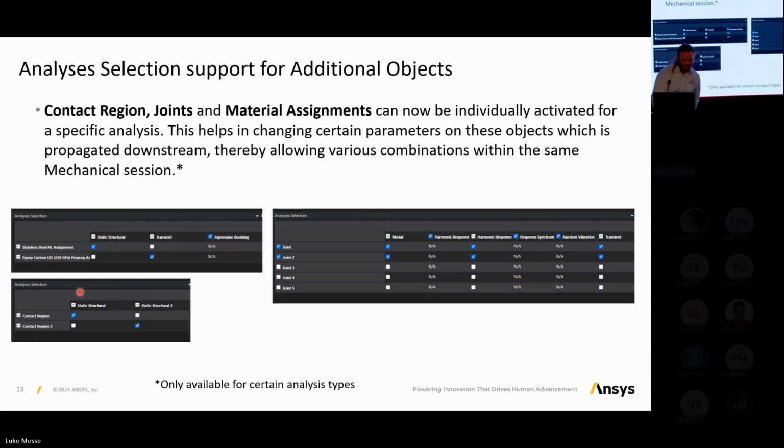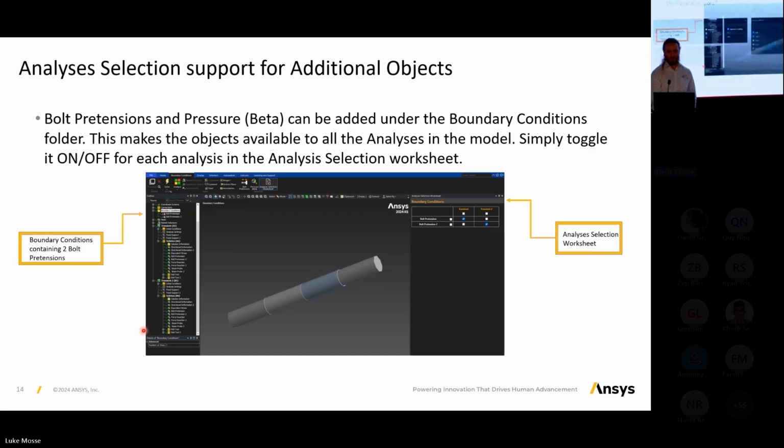And here's the same with contacts. So you can switch on or off different contacts for each analysis system in your tree. And it's also happening for boundary conditions. So at the moment, it's only supported for bolt pretensions and pressure. So you can see our boundary condition.